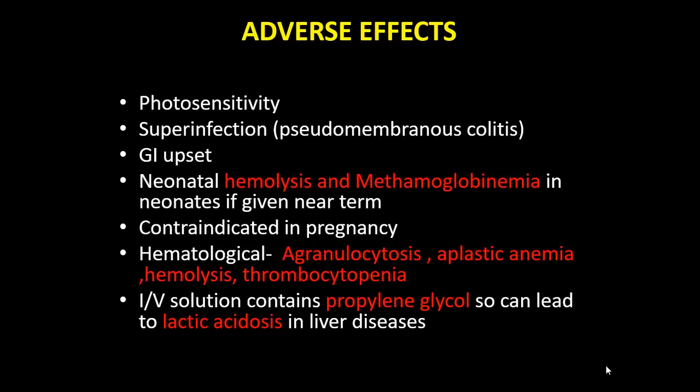Adverse effects include, most commonly, GI upset, photosensitivity, and hemolysis. When hemolysis happens, obviously there is a possibility of methemoglobinemia. Other hematological side effects include agranulocytosis, aplastic anemia, hemolysis, and thrombocytopenia. So why is it important? Because most of these patients are already immunocompromised and have bone marrow suppression. It is very difficult to discriminate the effects of immunosuppression from the drug, but you should also keep these particular side effects in your mind.